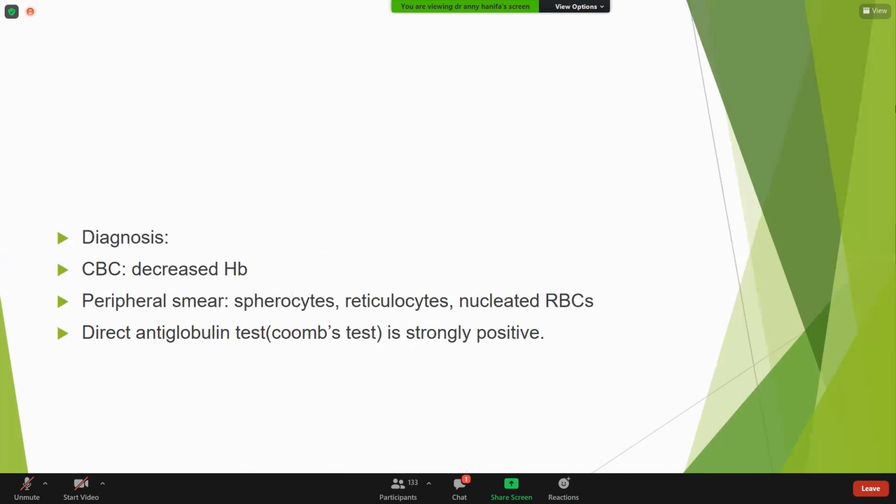Now, diagnosis: CBC will show the anemia, and the peripheral smear shows spherocytes, reticulocytes, and nucleated RBCs. As you know, spherocytes are seen in cases of immune hemolysis. So whenever you see spherocytes on the peripheral smear, you should think of two differential diagnoses. One is HS, that's hereditary spherocytosis, and the other is autoimmune hemolytic anemia. How are you going to differentiate between the two? Once you get spherocytes on the peripheral smear, you will immediately advise the direct antiglobulin test, or the Coombs test. And if the Coombs test, which detects antibodies against the red cells, comes positive, then it means that this is not HS, this is because of immune hemolysis.